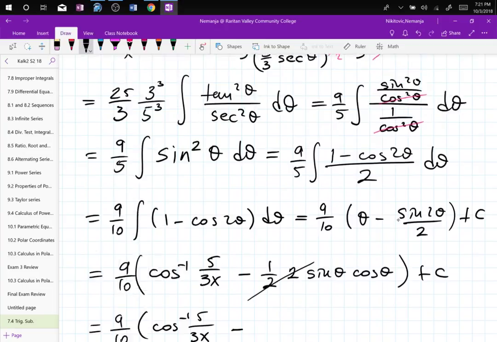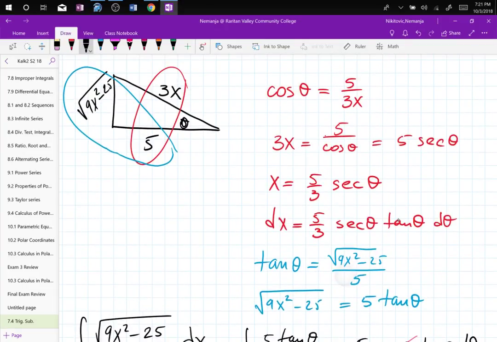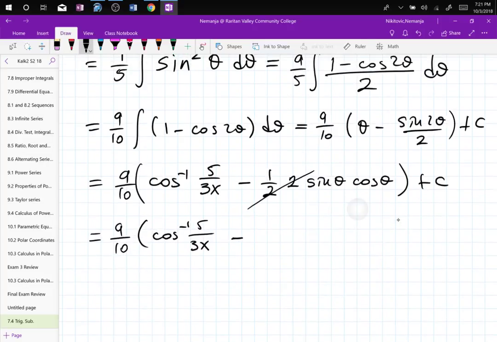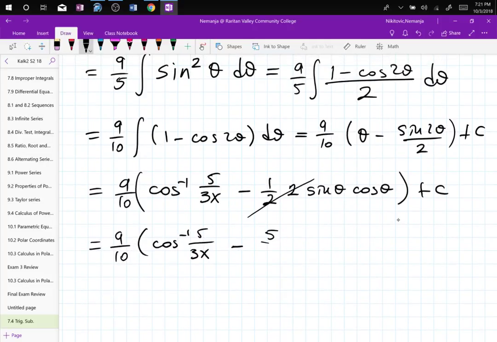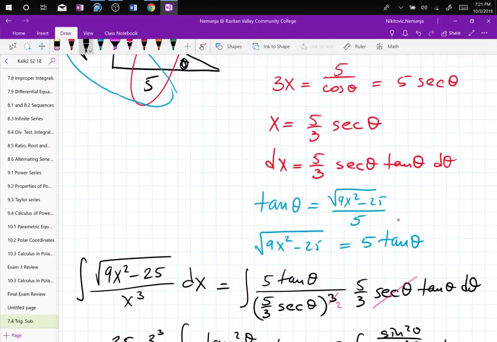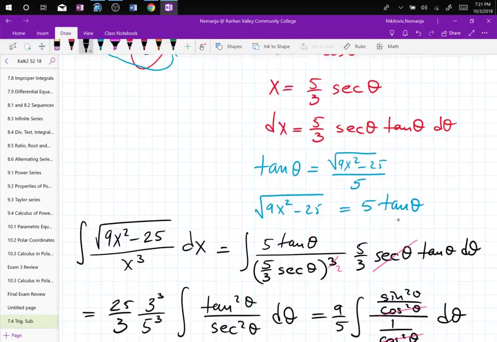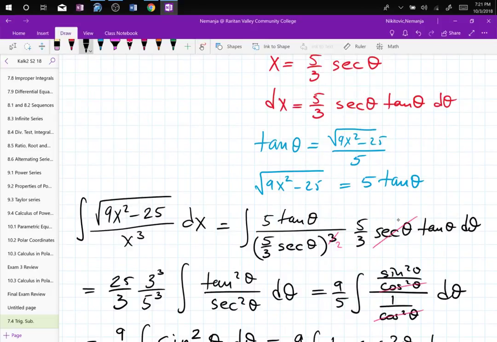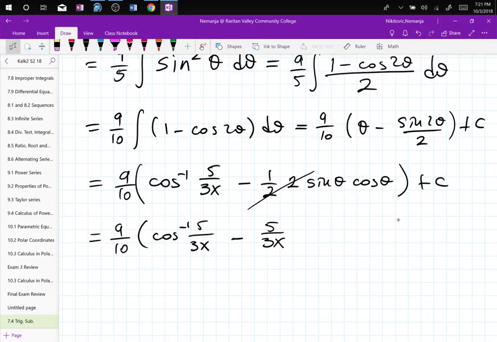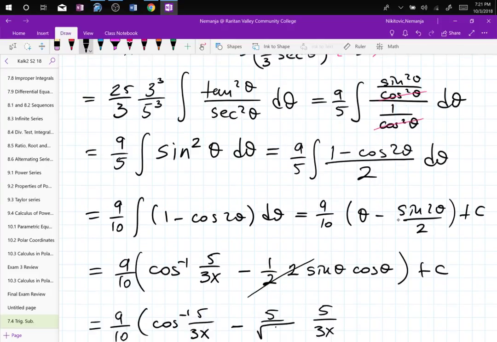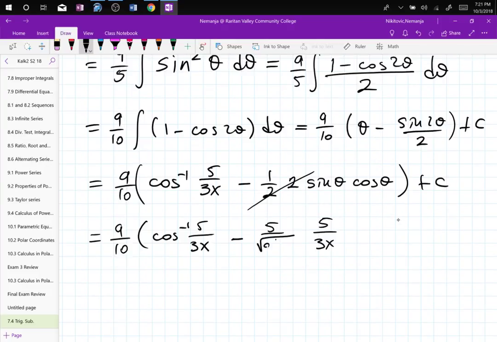and now you read the sine, read the cosine. Sine is going to be 5 over the square root, and cosine, we have that written, 5 over 3x. Good. What was our square root? 9x squared minus 25. Who came up with this?